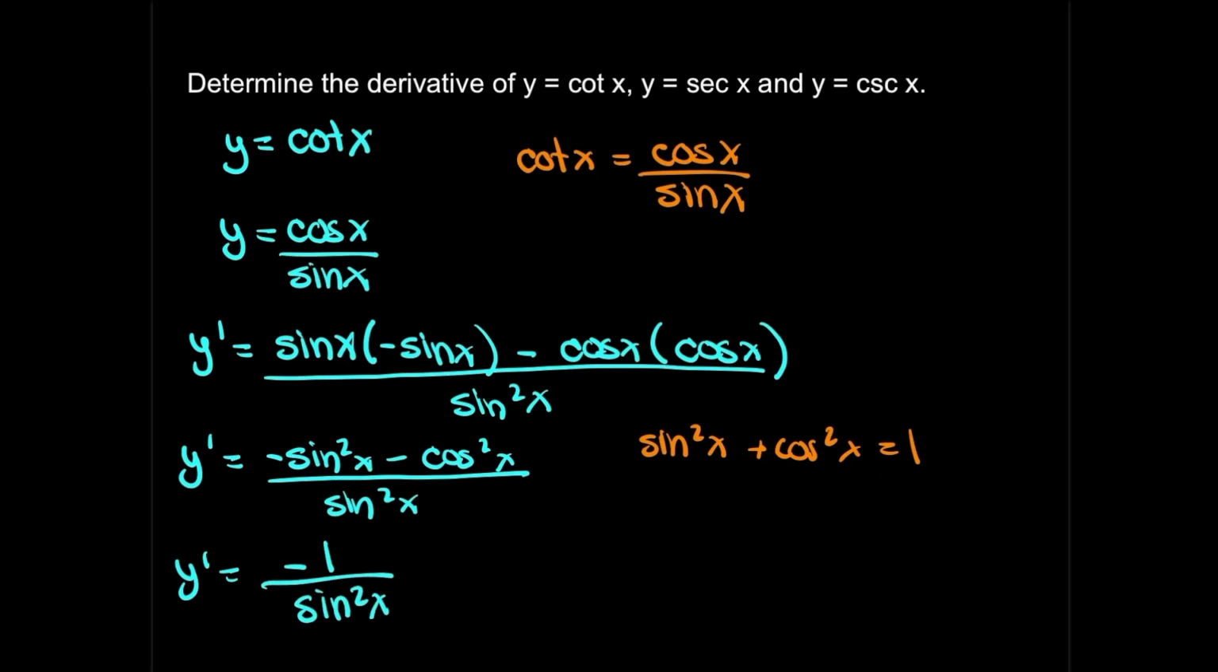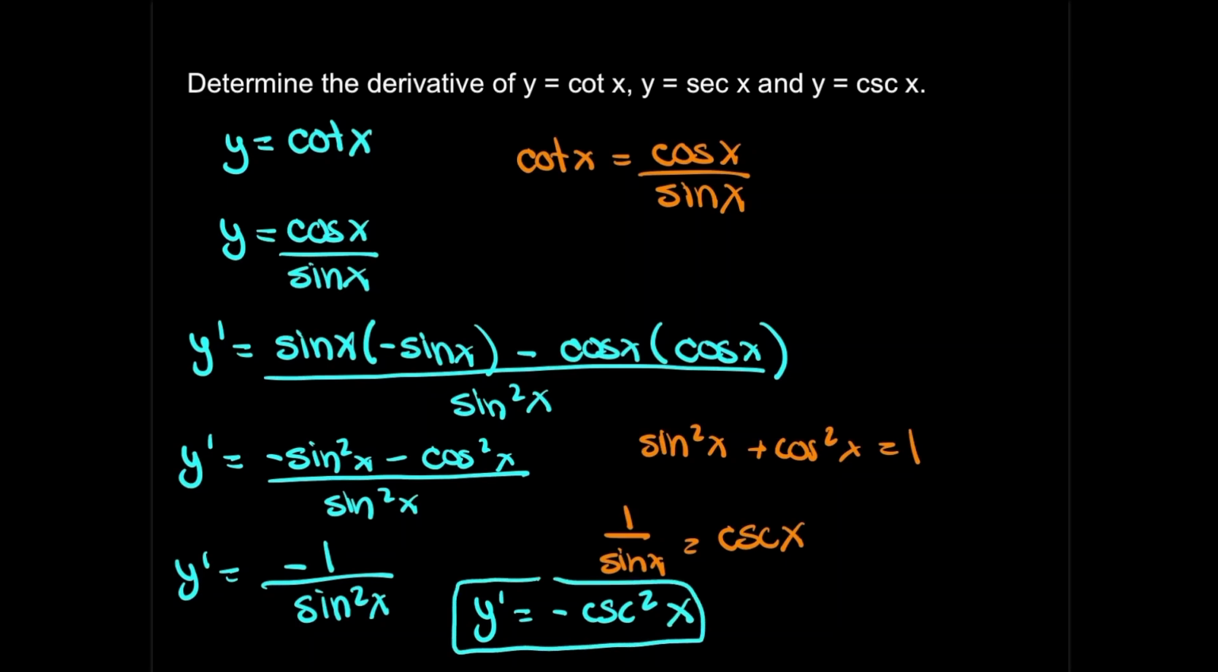Now we're going to look at the reciprocal identity that tells me that 1 over sine x is equal to cosecant of x, or cosecant theta. And so we know if we have 1 over sine x, that will be equal to cosecant x. If I have negative 1 over sine squared x, that will give me a derivative of negative cosecant squared x. So the derivative of cotan is negative cosecant squared x. There's another one to add to your rules to live by.